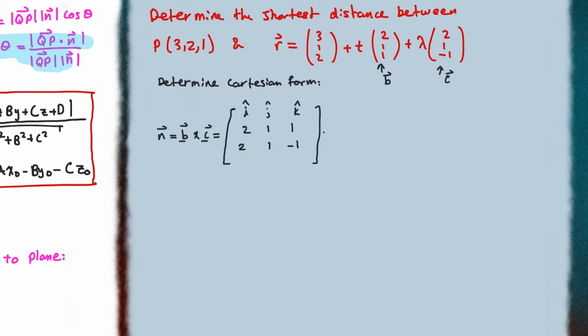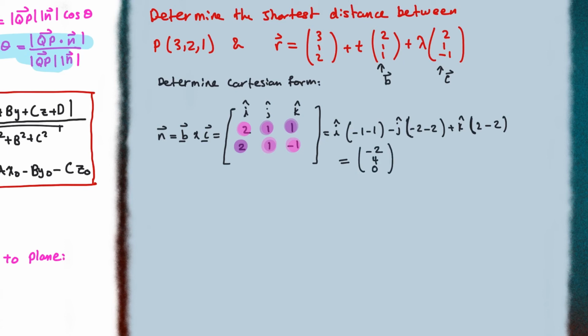The cross product here will be, for the x component, we will multiply 1 by -1 and subtract it by 1 times 1. For the negative y component, we will multiply 2 and -1 and subtract it by 2 times 1. And for the positive z component, we are going to multiply 2 and 1 and subtract it by 1 times 2. By doing this, we will end up getting components -2, 4, and 0 for our x, y, z.